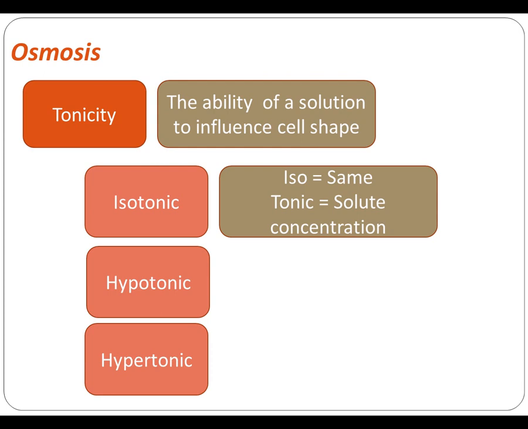If things aren't balanced, then they must be unbalanced. And so if we're looking at two solutions, they aren't equal. One would have more, one would have less. The area that has more solute, you would call what? Tonic. More solute, less what? Water.